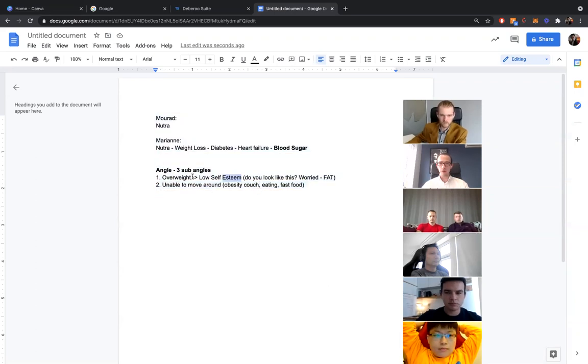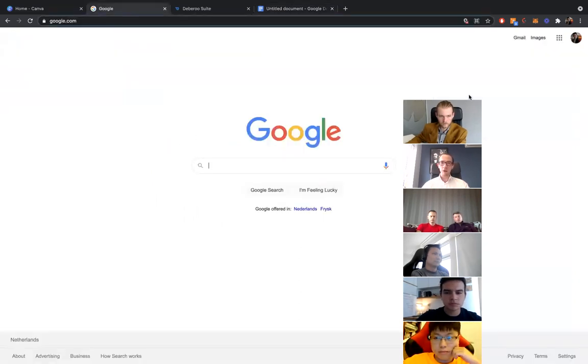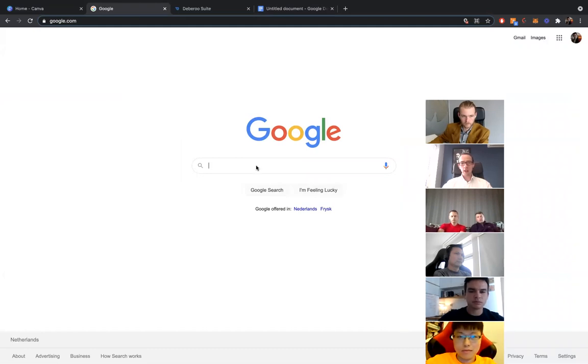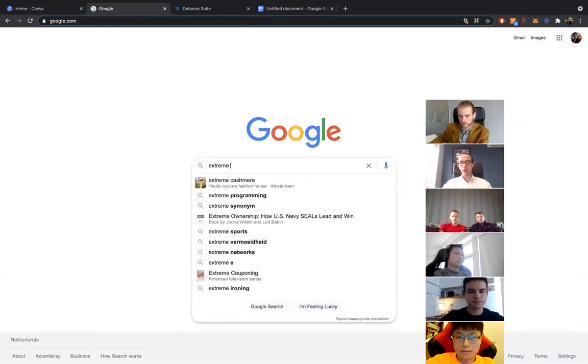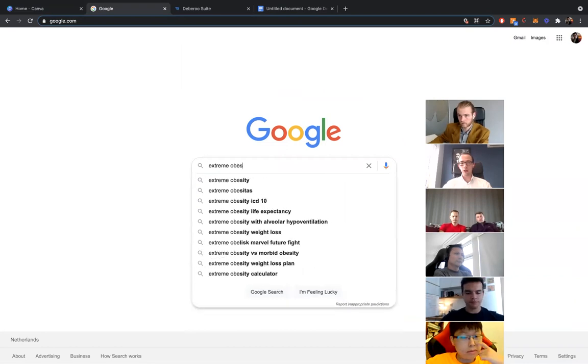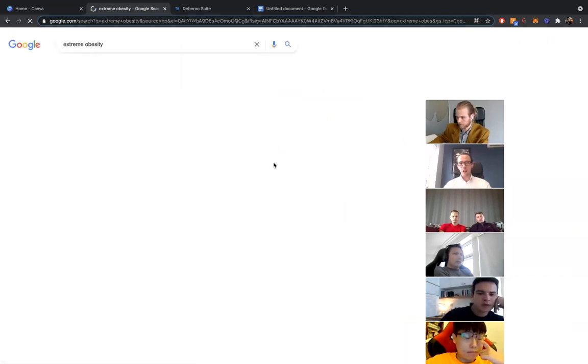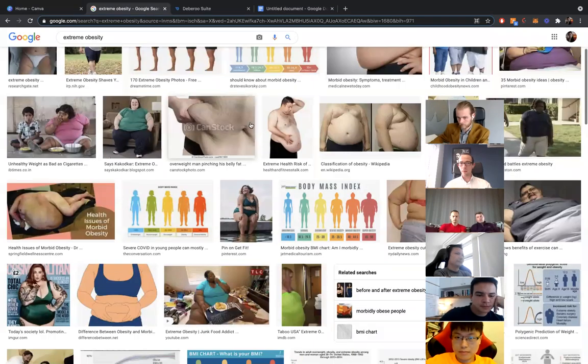Yeah. So we have the low self-esteem, which I think goes hand in hand with this. As soon as you're unable to move around, you're not too confident in how you look, and we could leverage this. I think there are some classic pictures. If we do something like extreme obesity, you would probably get there. Right, these are all males, and that's obviously a problem.